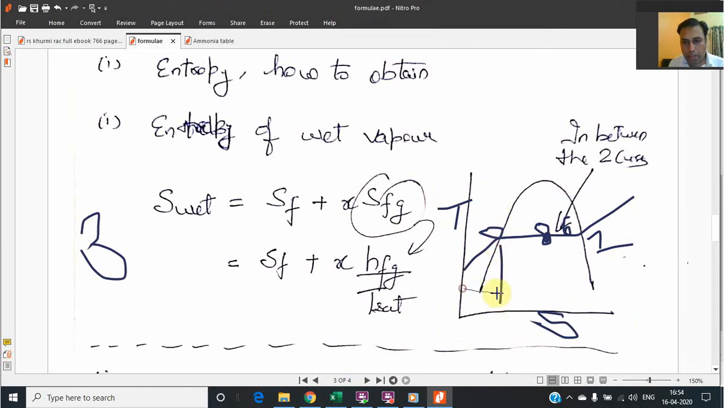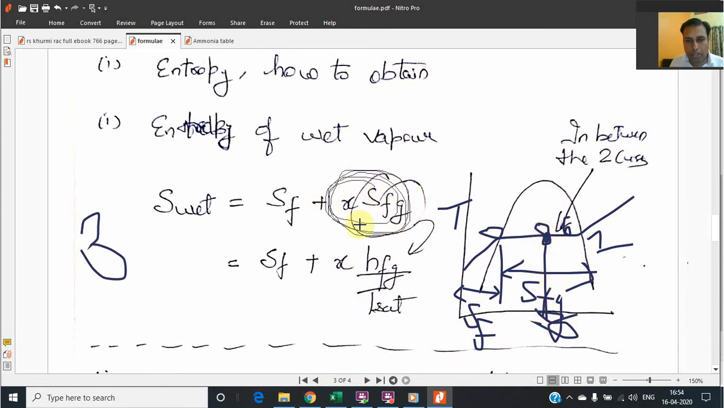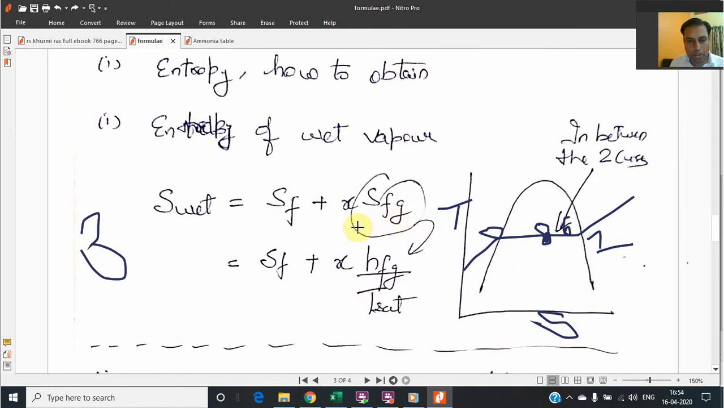Up to this point we know that the liquid region is there, so entropy is given by SF, because enthalpy was also given by HF. For this complete region, the entropy will be given by SFG, but we are not using the complete region, we are using the fraction. That is why X times SFG.